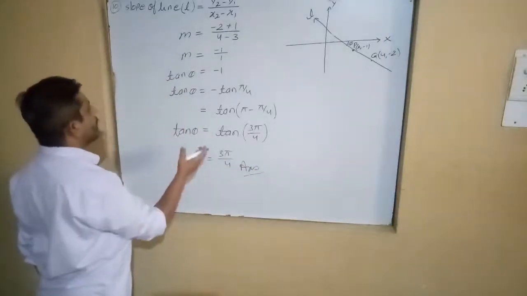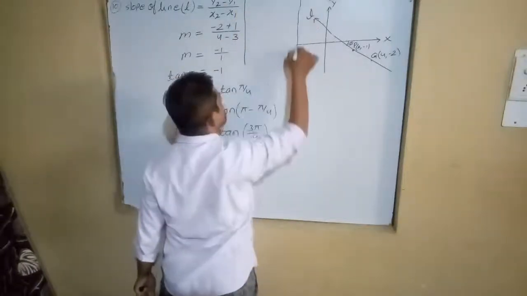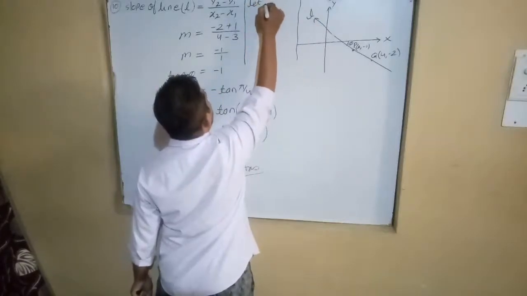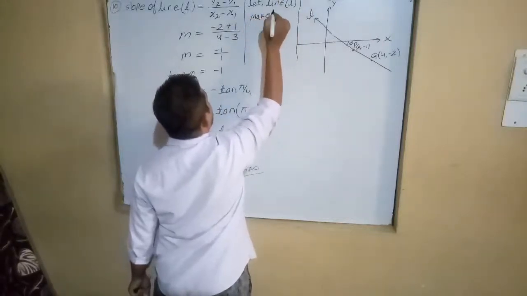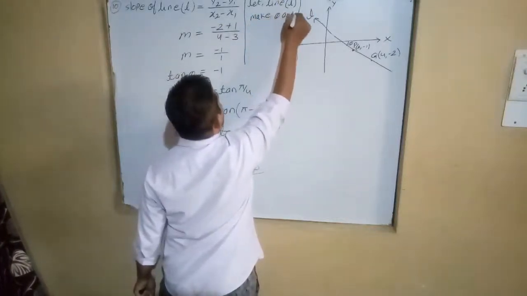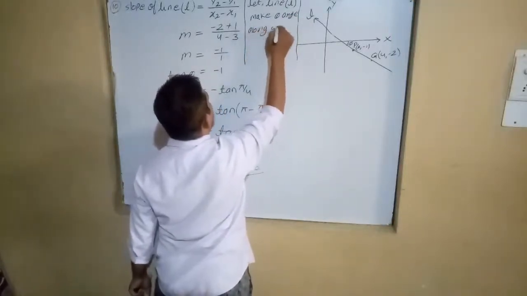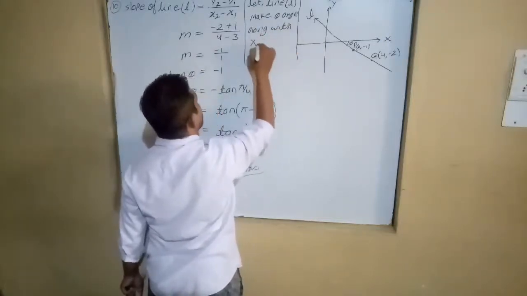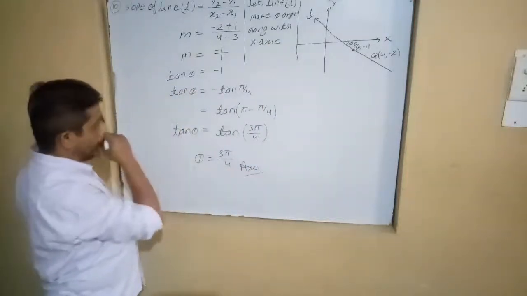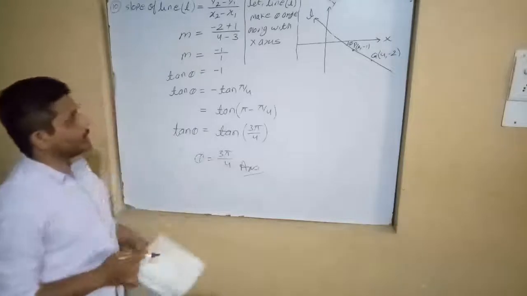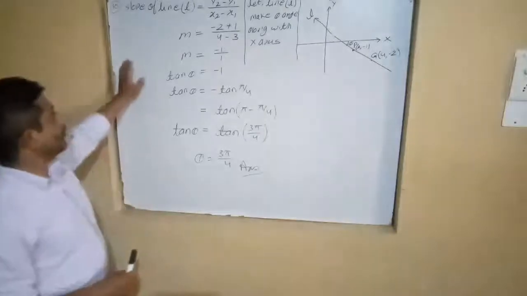Here we should have also written "let". Let us do it here. Let line L make theta angle along with x-axis. That's why theta is equal to 3 pi by 4. So this is question number 10 and a very easy question.